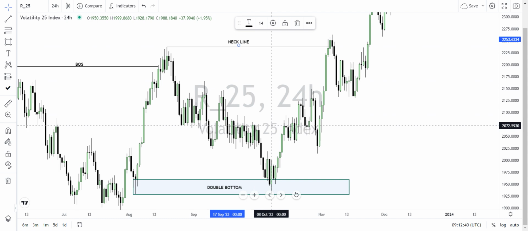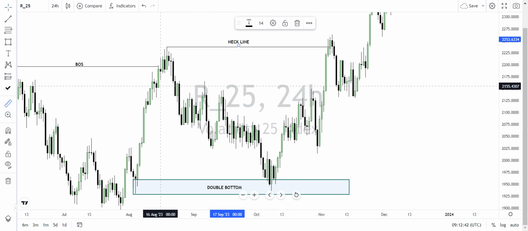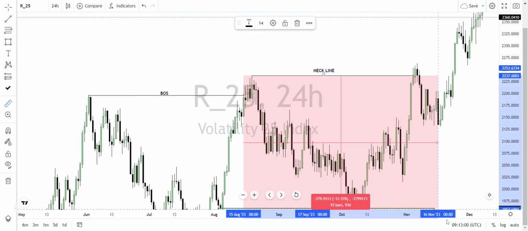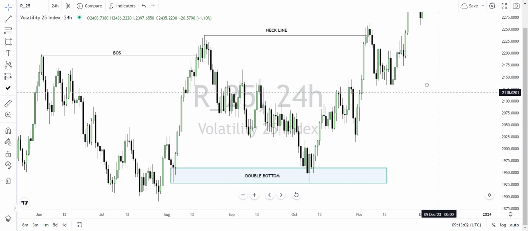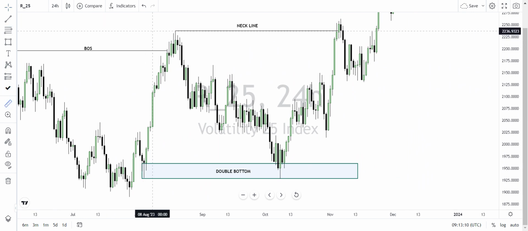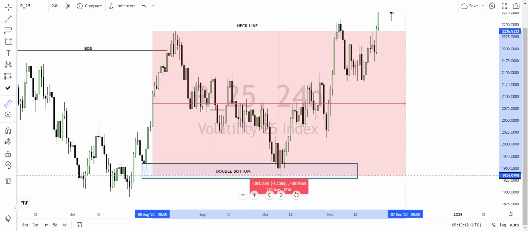So what we'll do next is this. We'll take out our ruler, then we'll draw from the neckline to the double bottom. Oh, sorry about that. Let's take it again. So this is our ruler. Let's take it to our neckline, to that bottom. All right, so this is it.